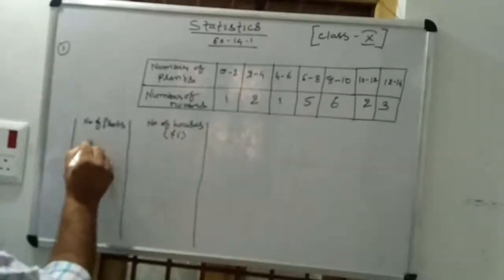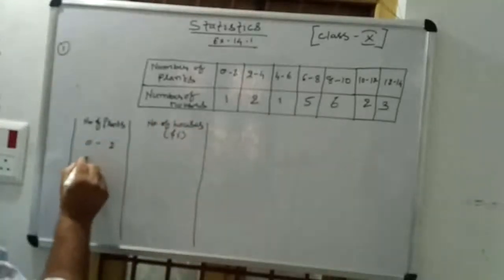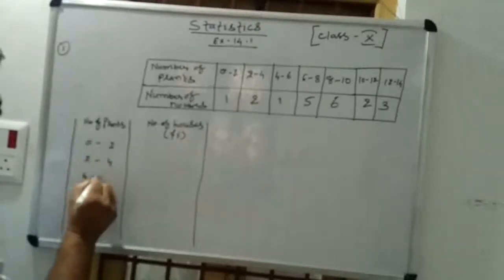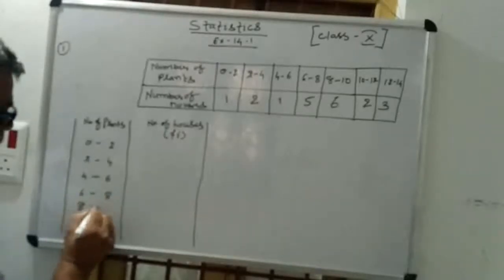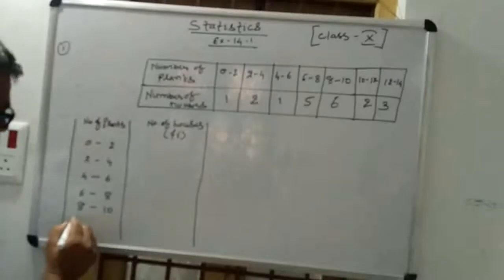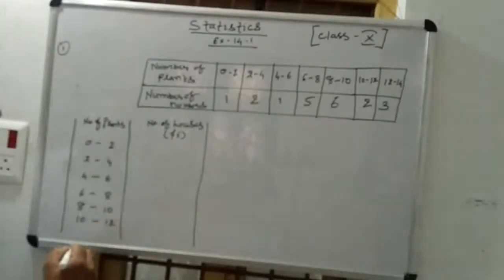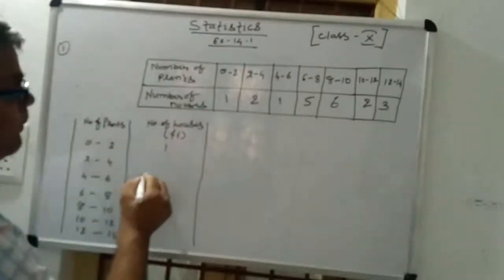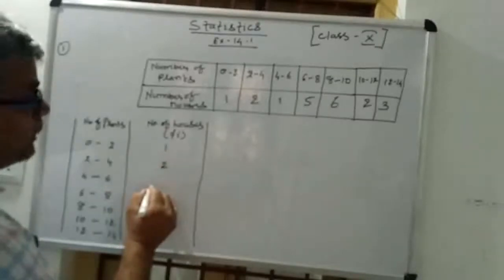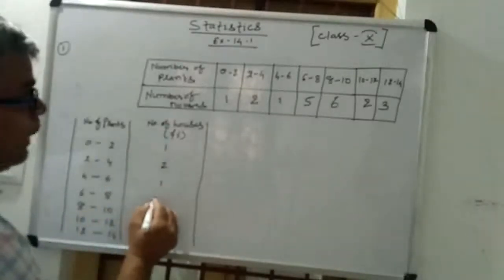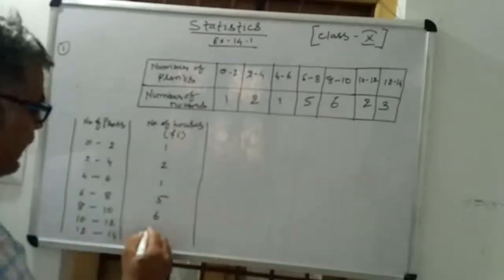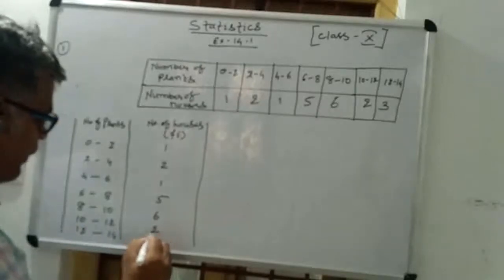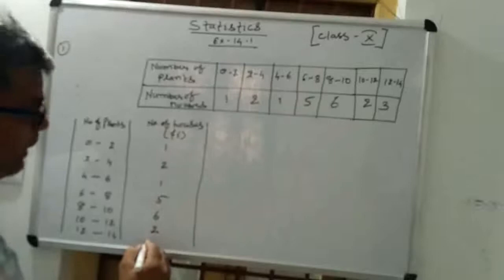So first you write 0 to 2, 2 to 4, 4 to 6, 6 to 8, 8 to 10, 10 to 12, and 12 to 14. For 0 to 2 the house count is 1, 2 to 4 is 2, 4 to 6 is 1, 6 to 8 is 5, 8 to 10 is 6, 10 to 12 is 2, and 12 to 14 is 3.